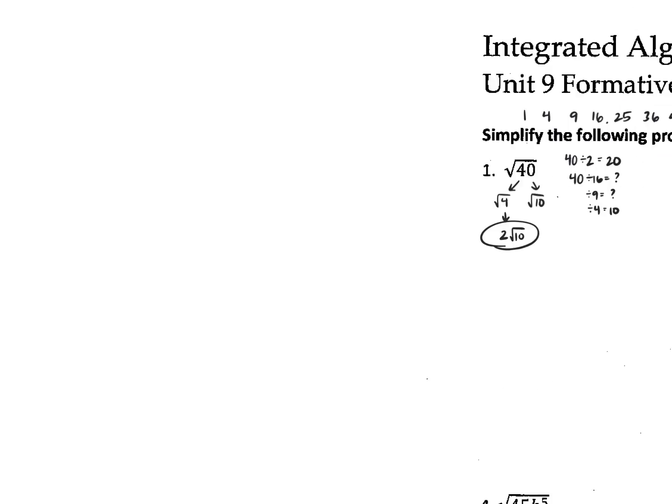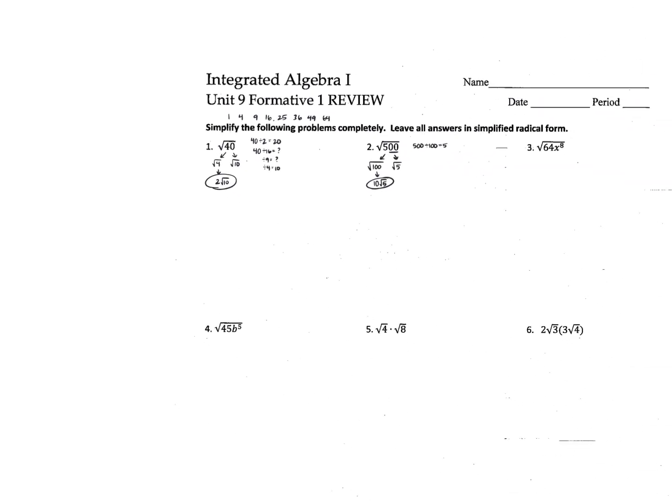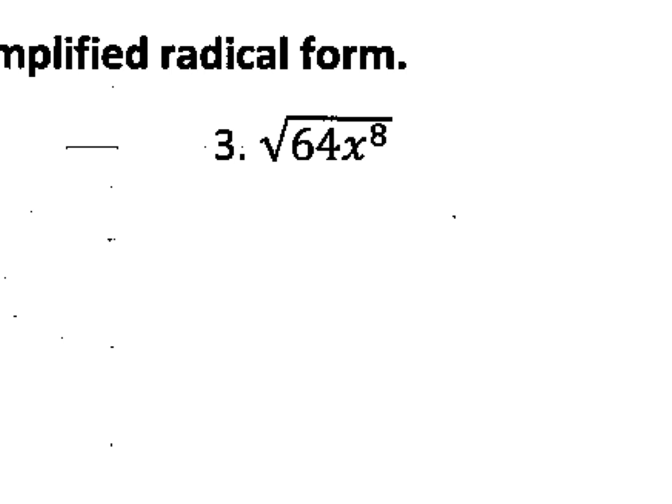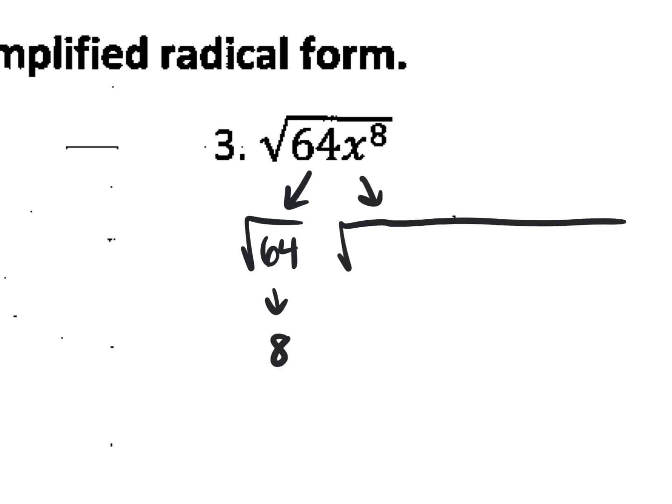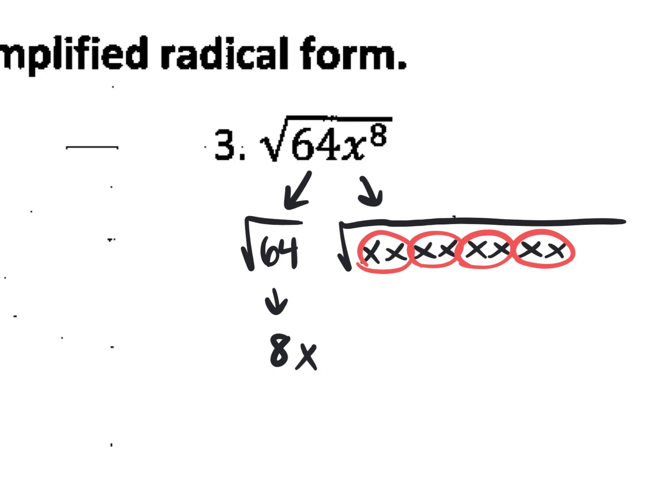Number 3. So square root of 64x to the 8th. 64 is a perfect square, so the square root of 64 equals 8. And then if I'm looking at x to the 8th, that's saying that I have 8 x's. And I'm looking at how many groups of 2 can I make with that. I can make 1, 2, 3, 4. So my exponent on my variable will be to the 4th power. And that's because there are 4 groups of 2 x's.